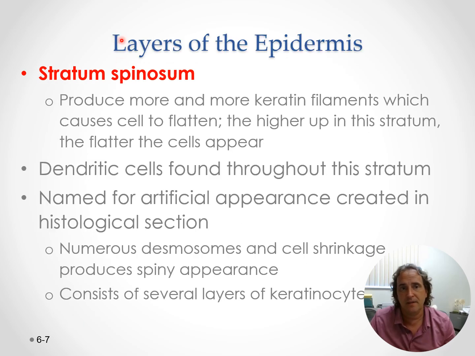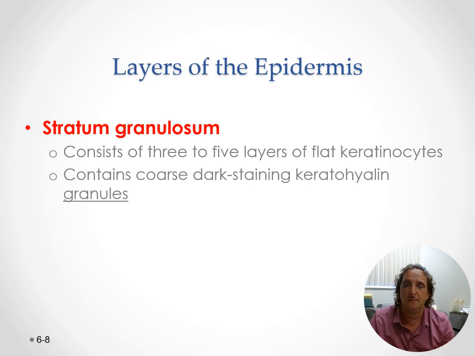And the next one is the spinosum, and remember, the further you get up, the flatter they become, because now they're starting to die and they're starting to shrink and get really, really skinny. The granulosum is going to have 3 to 5 layers of keratinocytes. They're going to have that dark staining keratohyalin granules, and that's how you can tell it apart, because it's usually going to be dark purple no matter what model we go over.